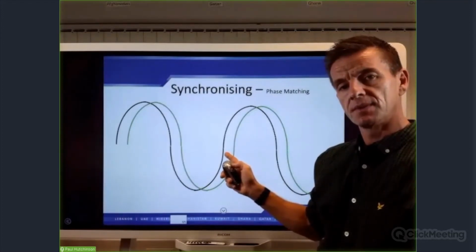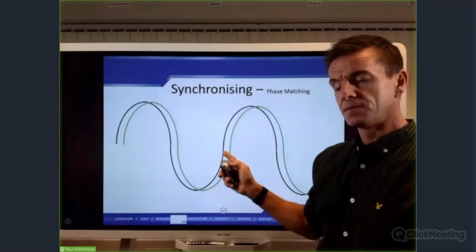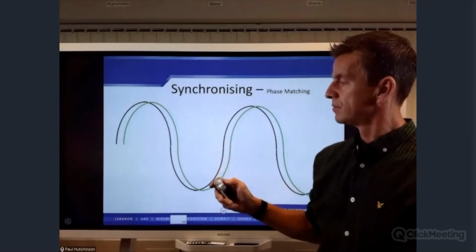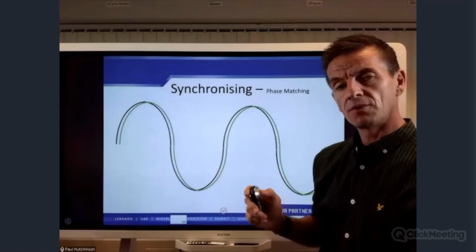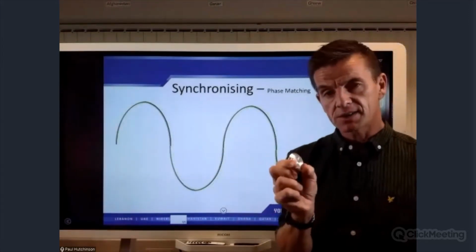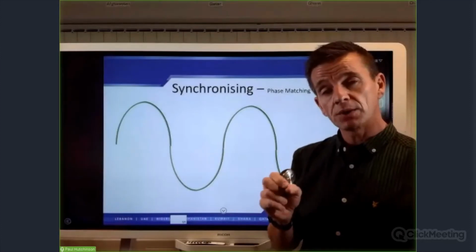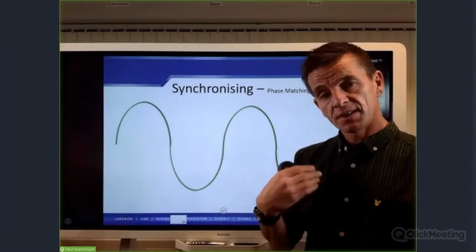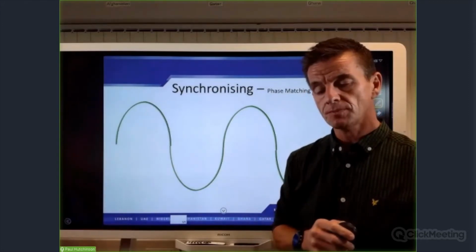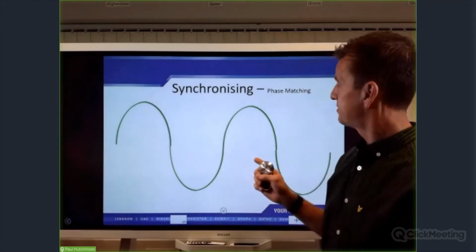Okay? Gets to the point where they're nearly or within an acceptable tolerance. Again, depending on the configuration settings that have been programmed into the control. Okay, so that's the phase matching done.